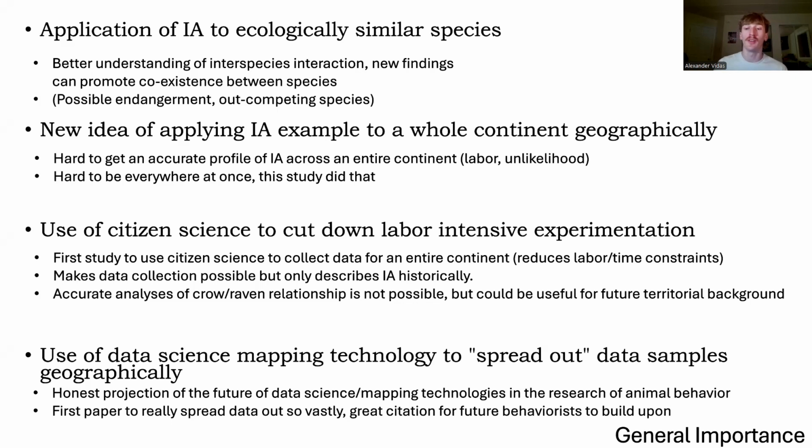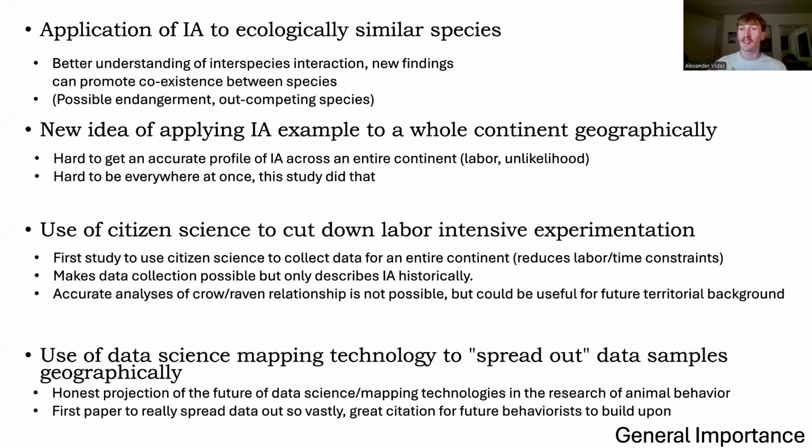I want to leave you with the larger significance of this paper and its foothold in the larger realm of animal behavior. The first reason, out of a handful of reasons, was this paper's application of interspecific aggression to ecologically similar species. We now have a better understanding of interspecies interactions, and new findings that can promote coexistence, or potential coexistence, between species that really just don't like each other. But something this paper is the first to do is to apply this idea of interspecific aggression to an entire continent. It's hard to be everywhere all at once, and it's hard to get an accurate profile of interspecific aggression across an entire continent.